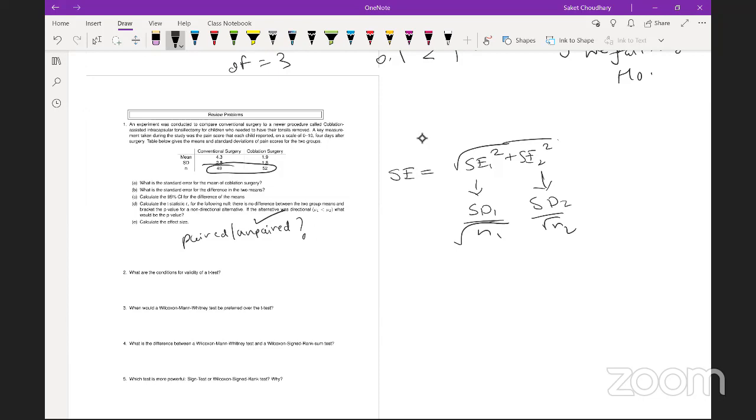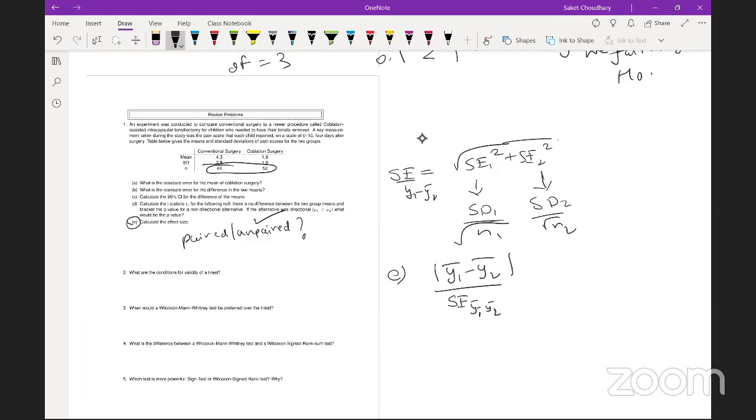Okay, the effect size. So the effect size, I'll take problem E. So what is the effect size? Effect size is essentially given by y1 bar minus y2 bar upon the standard error of y1 bar minus y2 bar. Okay, so this is your standard error of y1 bar minus y2 bar. Just plug in the values and you'll get the effect size.